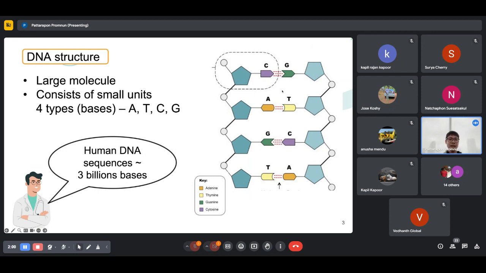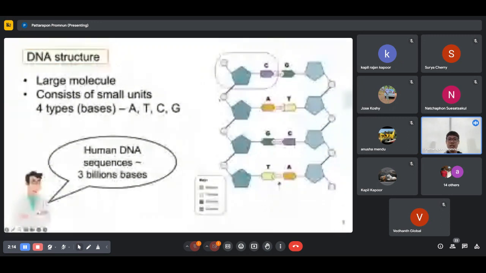These four types of bases, or small subunits, make up the DNA sequence. They are arranged in sequence. So we can differentiate the DNA of organisms, whether animal, human, or plant, based on these different bases.